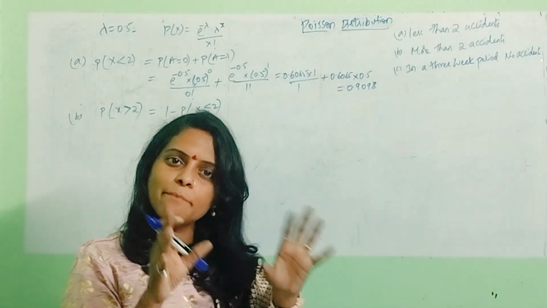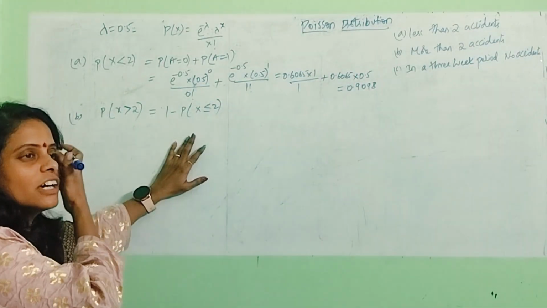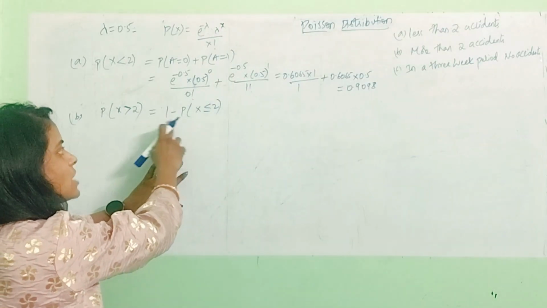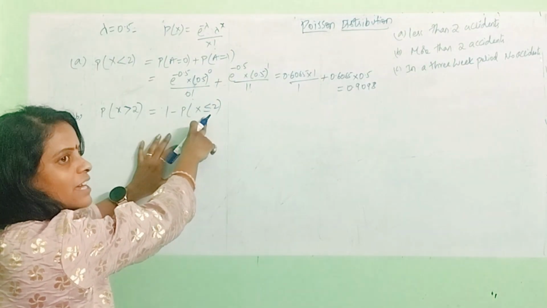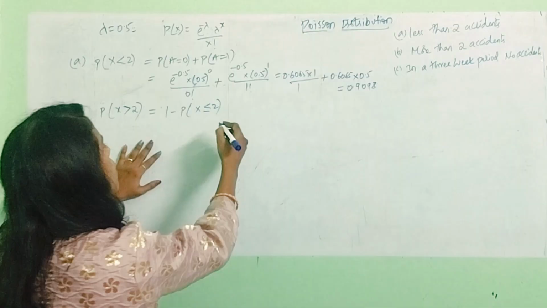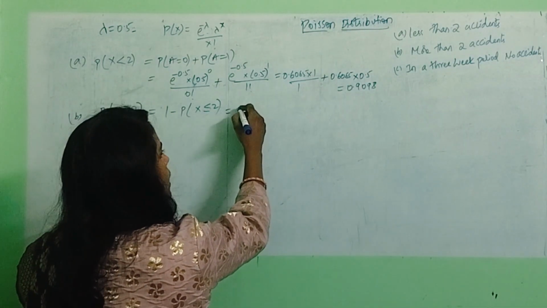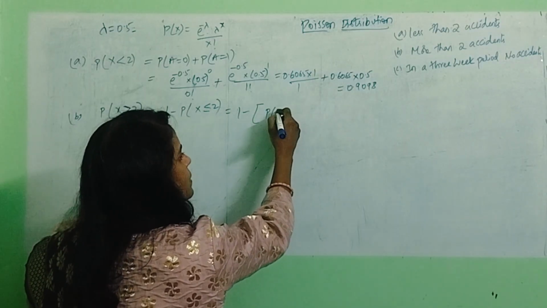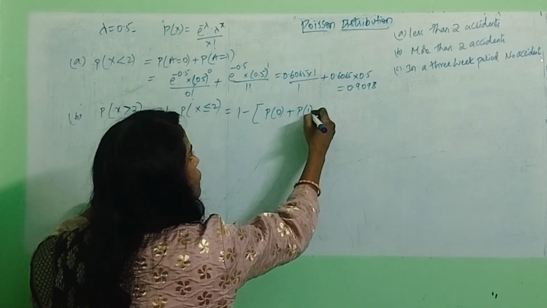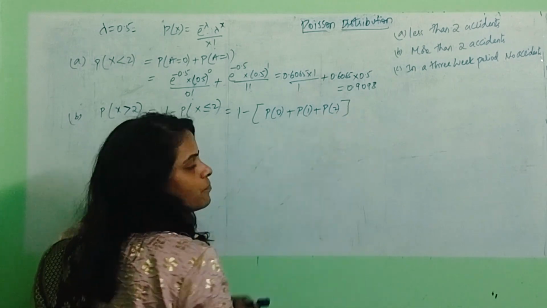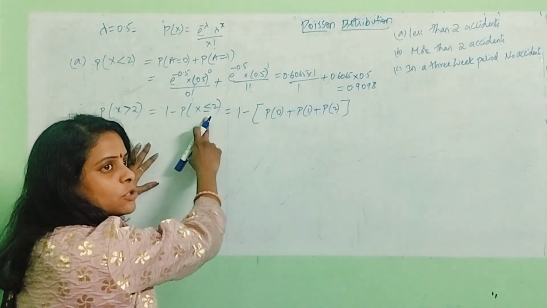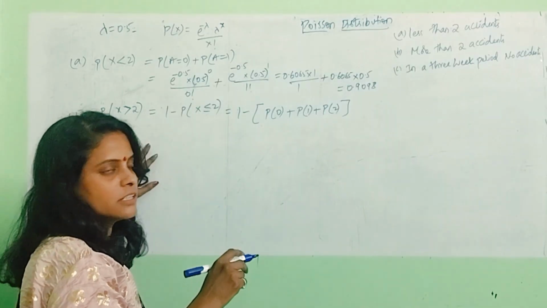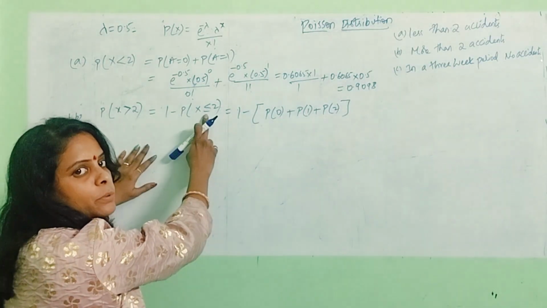In the same way, with the same logic here also, whenever it is greater than 2, we don't know how many values there are. That is the reason we always take it as 1 minus P of X less than or equal to 2. So how can we write this? That is 1 minus P of X less than or equal to 2, which means P of 0 plus P of 1 plus P of 2, because it can be either 0 accidents, 1 accident, or 2 accidents.